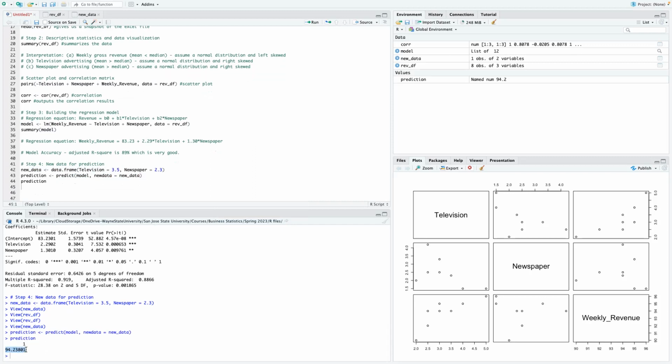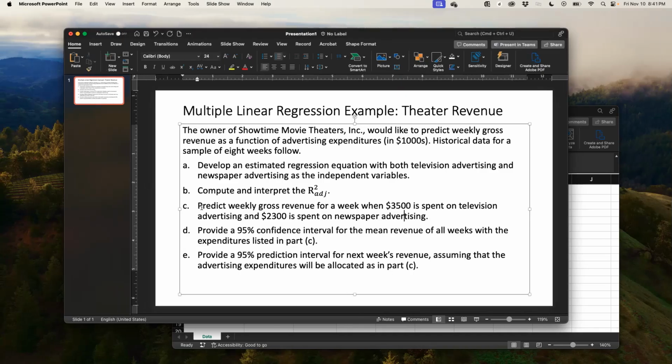So basically, if the company spends $3,500 in television advertising and $2,300 in newspaper advertising, they will be making around $94,000 in weekly gross revenue, right? So that's basically how you can use some new numbers to do a prediction with the model that you have created. All right, so now we can check off question number 3 because we've answered that.